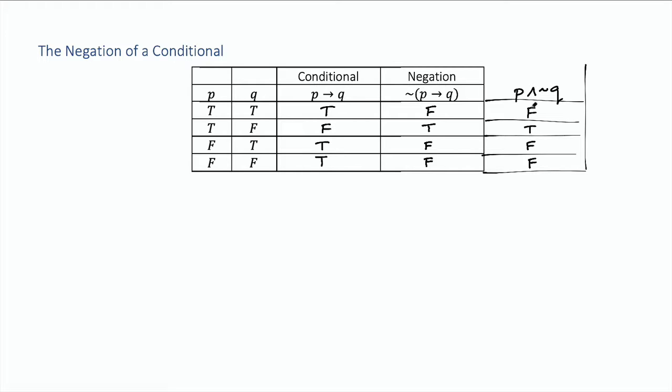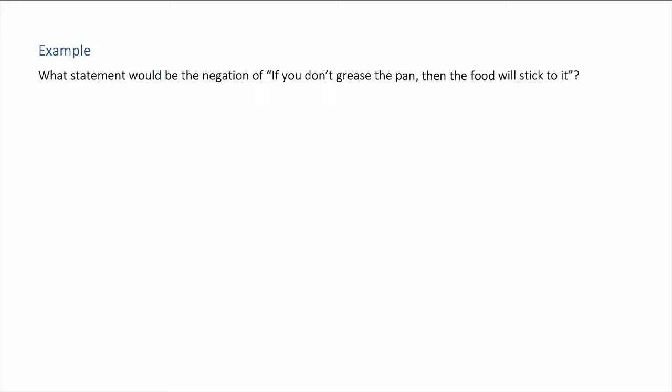And so this is one way that we can view the negation of a conditional. In other words, if you want to disprove a conditional, you would want to show that you actually have this negation, P and not Q. Let's look at an example of that.